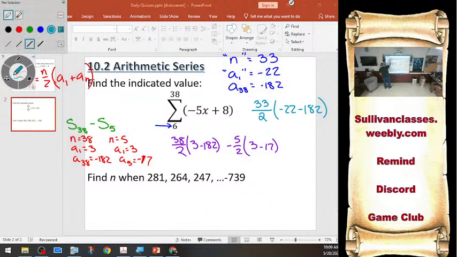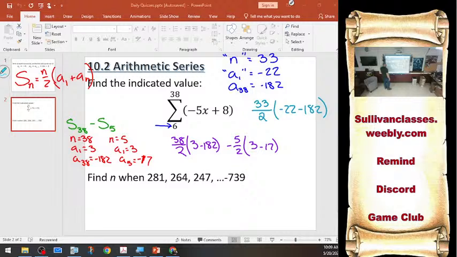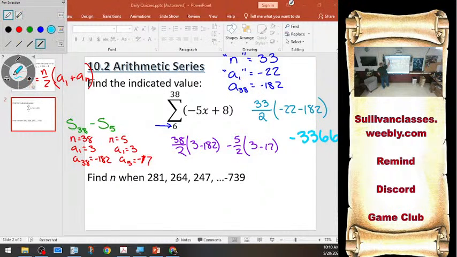In either case, where do I end up? I remember it was 3,300 something. Okay. So I don't care which way you took, donut method or pretend method. Either way, you should end up at the same place. Find n when, so this is just formula plug and chug.